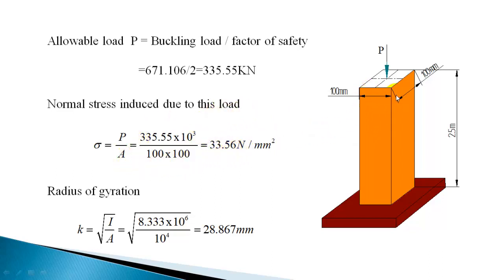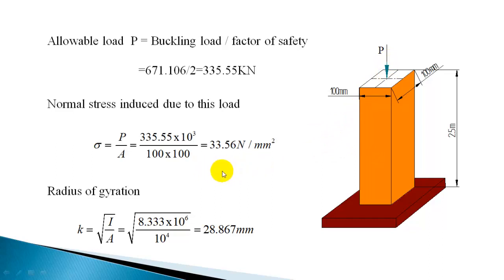Now when that load is applied, the normal stress induced is that load divided by the area of cross section, and we know that the area of cross section is 100 into 100, or 10 raised to 4 mm square. Dividing, 10 raised to 3 cancels, and you get 335.55 divided by 10, or 33.56 Newton per mm square. So this is the maximum normal stress induced in the column when this safe load is applied centrally.